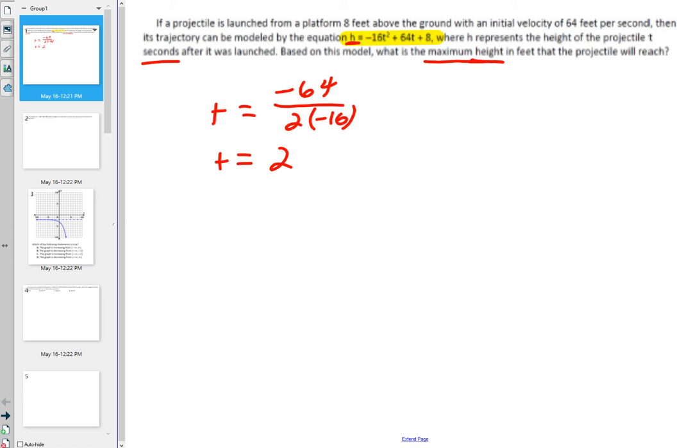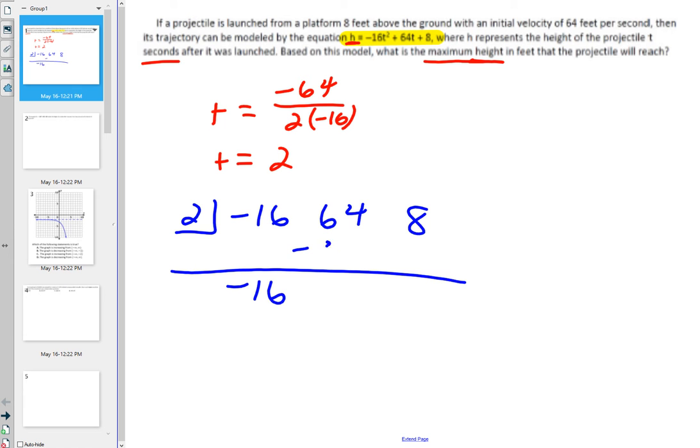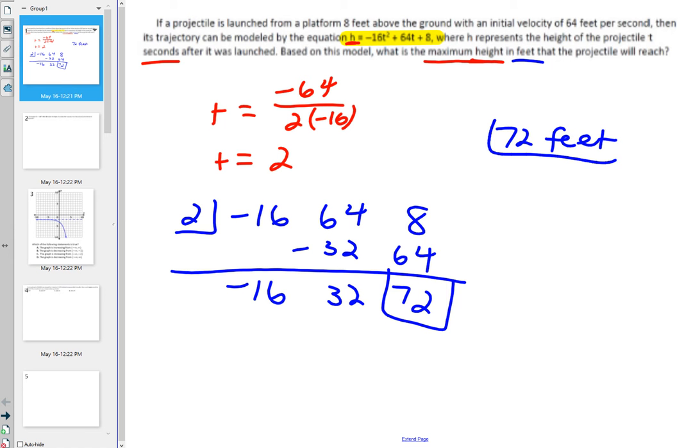But how high will it get after 2 seconds? You need to evaluate it. You can plug in 2 like you would traditionally, or you can just say with synthetic substitution. I feel like we've done this one before. It would reach the maximum height would be 72 feet. On the Google form, what would you type in? What would you type in on the Google form if you're going to do the retake? 72.